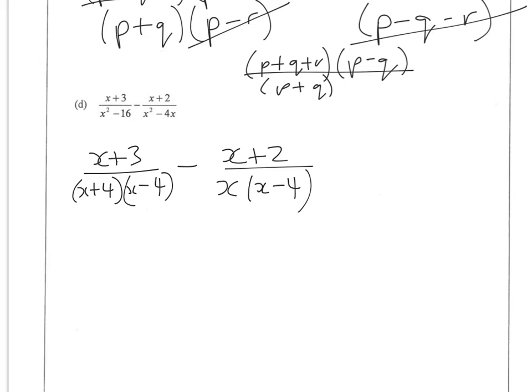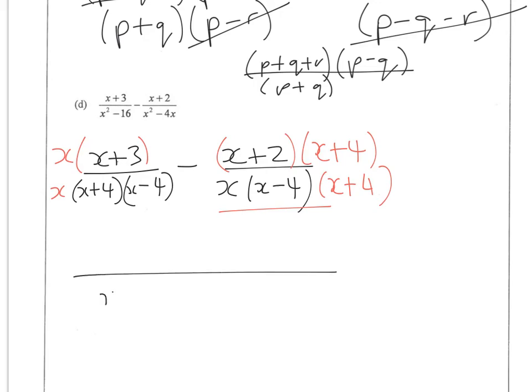Now, they both have an x minus 4, but this needs a common x. What you do at the bottom, do the top. This second one here doesn't have an x plus 4, so I need that. What you do at the bottom, must do the top. So therefore, my common denominator now is x, x plus 4, x minus 4.